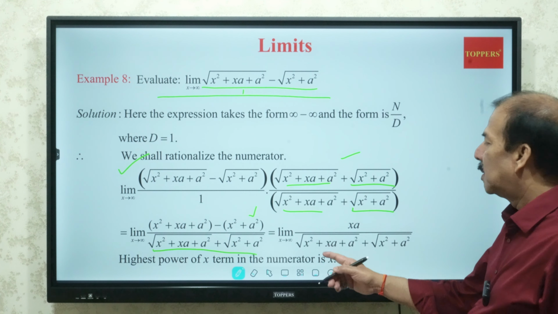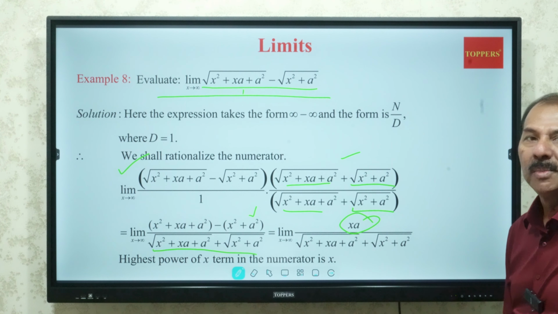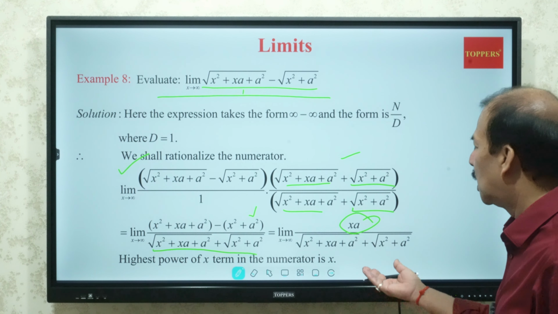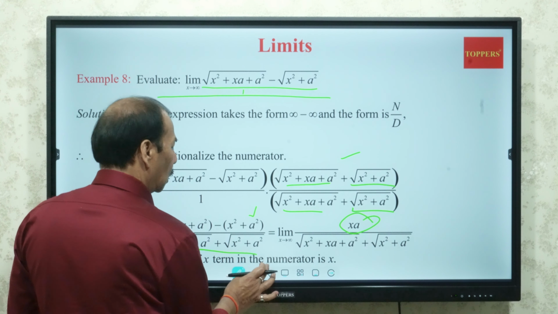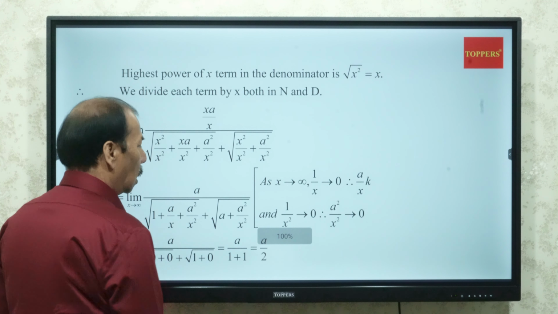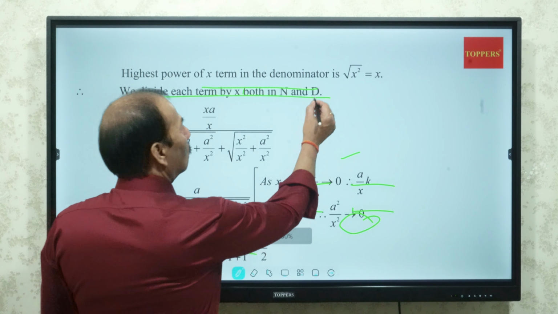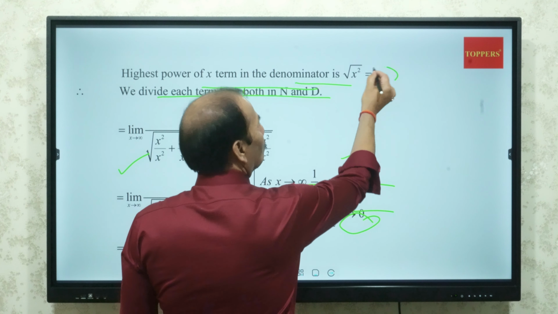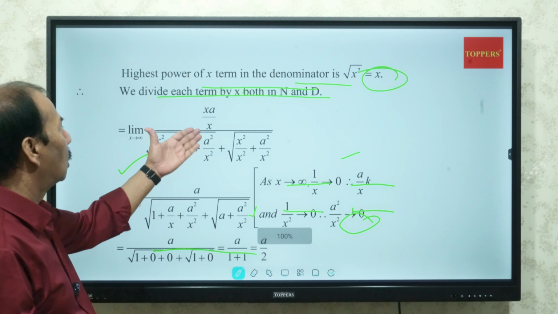Here the highest power of x in the numerator is what? Simply it is x, so obviously it is x to the power 1 or just x. Now if you see this, and in the denominator the highest power is square root of x square, which is also x. So divide the numerator and denominator by x.